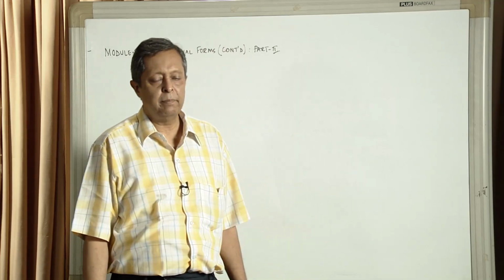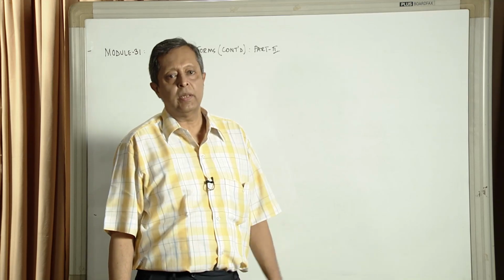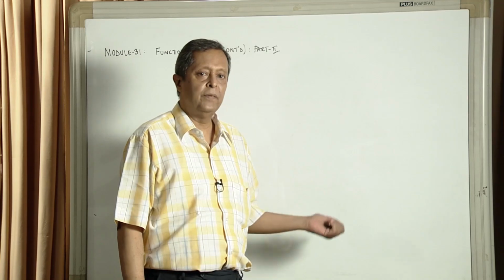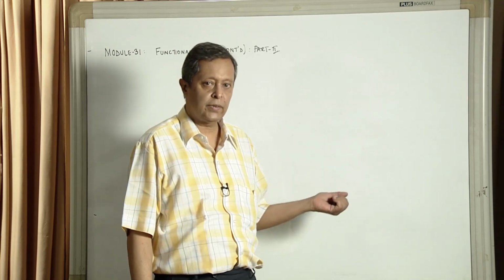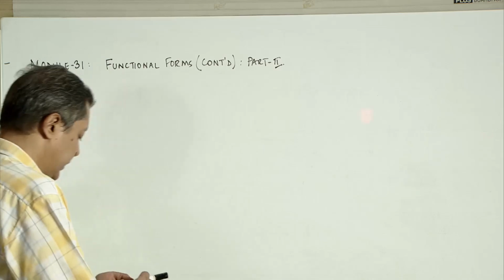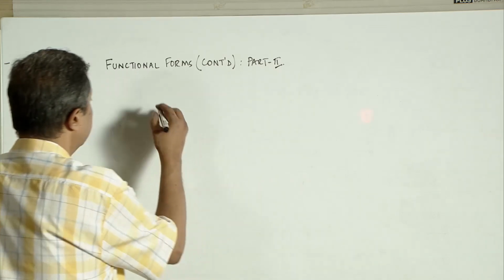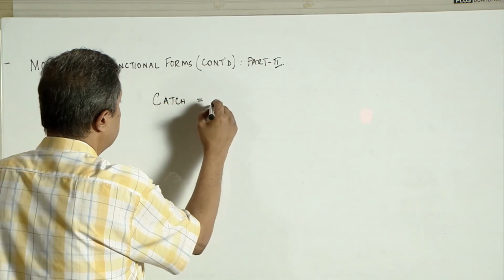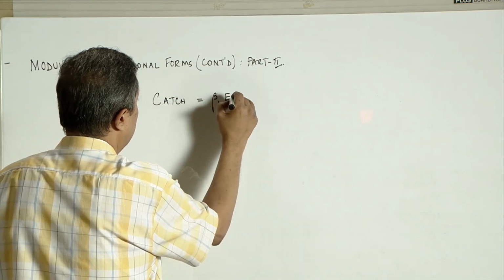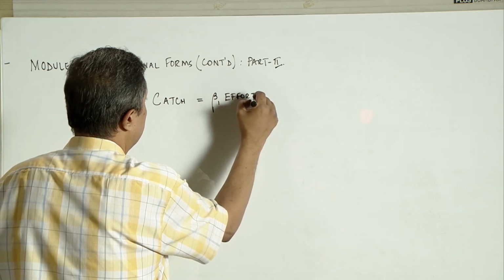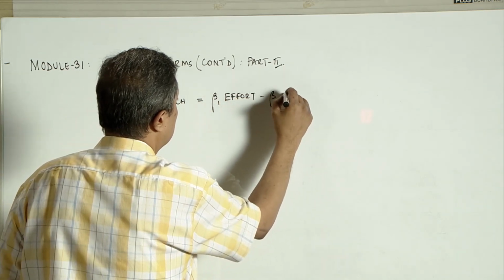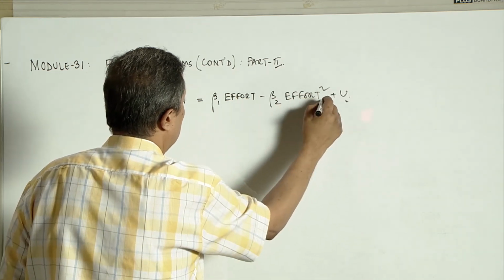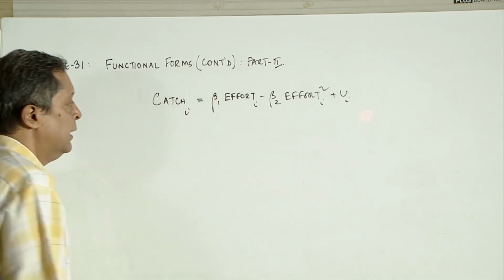Viewers, as already mentioned, we have to take a look at the reciprocal form, but before that let us once again visit the example of the fishing industry that we have taken. So, the regression looked something like this: catch was equal to beta 1 effort minus beta 2 effort square plus u with subscript i.